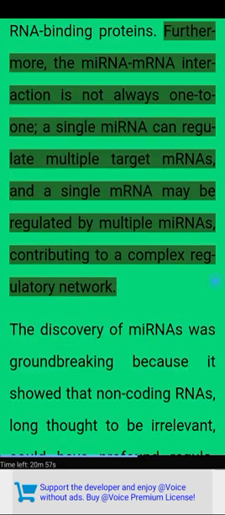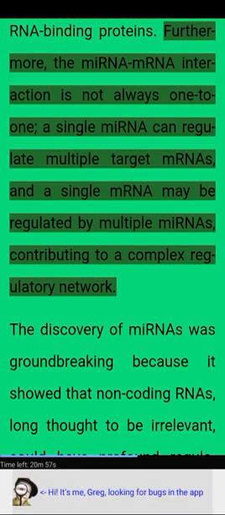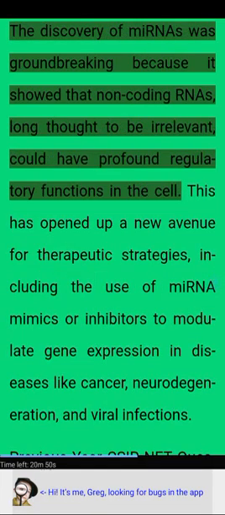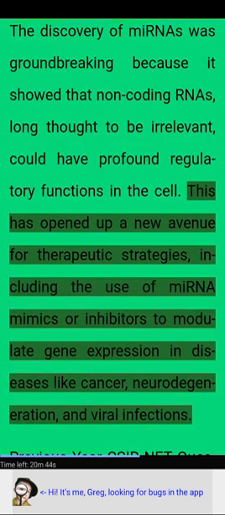Furthermore, the microRNA interaction is not always one-to-one. A single microRNA can regulate multiple target mRNAs, and a single mRNA may be regulated by multiple microRNAs, contributing to a complex regulatory network. The discovery of microRNAs was groundbreaking because it showed that non-coding RNAs, long thought to be irrelevant, could have profound regulatory functions in the cell. This has opened up a new avenue for therapeutic strategies, including the use of microRNA mimics or inhibitors to modulate gene expression in diseases like cancer, neurodegeneration, and viral infections.